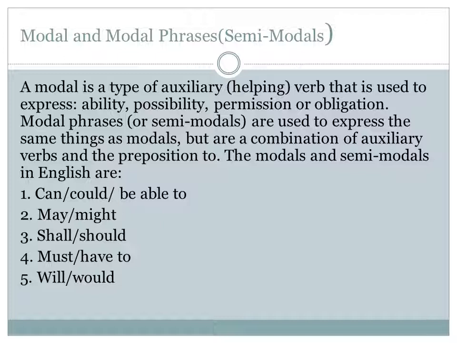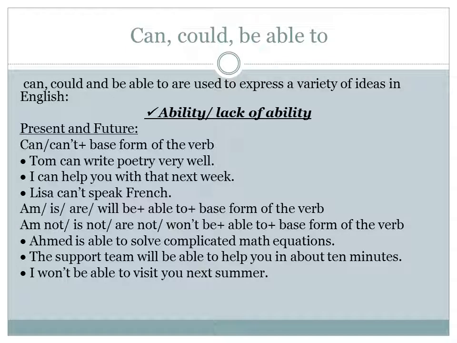Modal phrases are used to express the same things as modals but are a combination of auxiliary verb and the preposition to. The modals and the semi-modals in English, ايه هي الأفعال الناقصة عندي، اللي هي زي: Number 1, can, could or be able to. Number 2, may or might. Number 3, shall, should. Number 4, must, have to. Number 5, will, would.